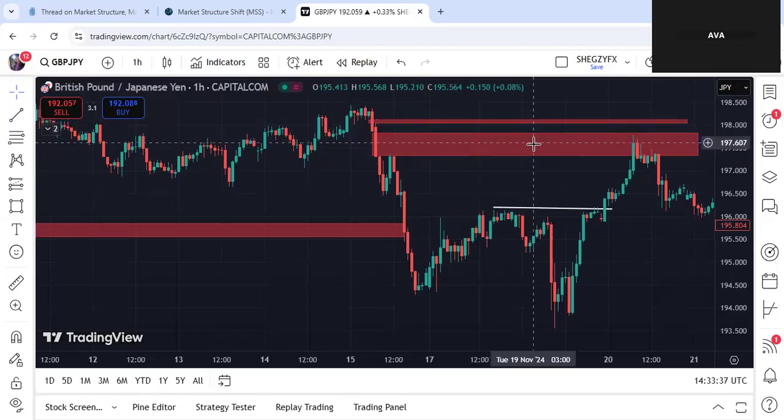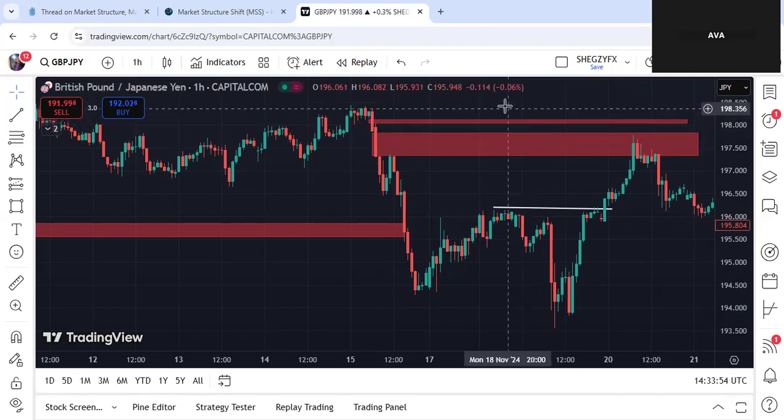But some traders will put one here. They will not put their stop loss inside here because they might think the market will go up, but it's very risky. The best thing is to put it here.